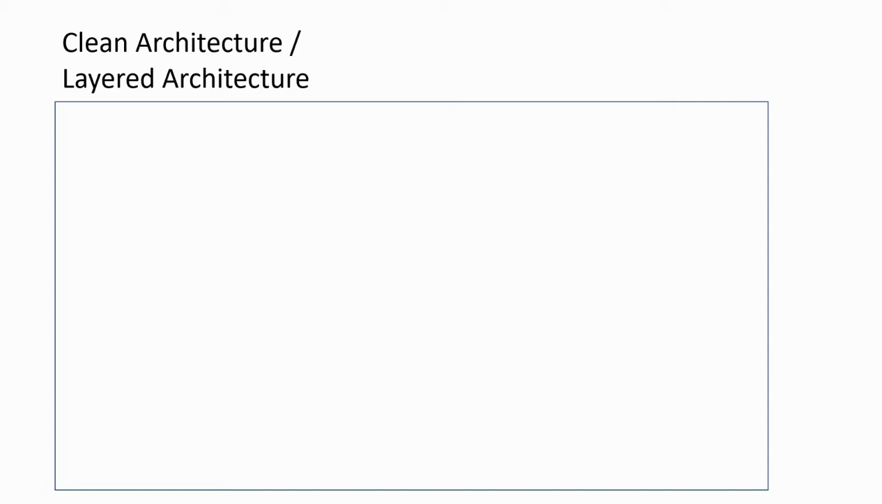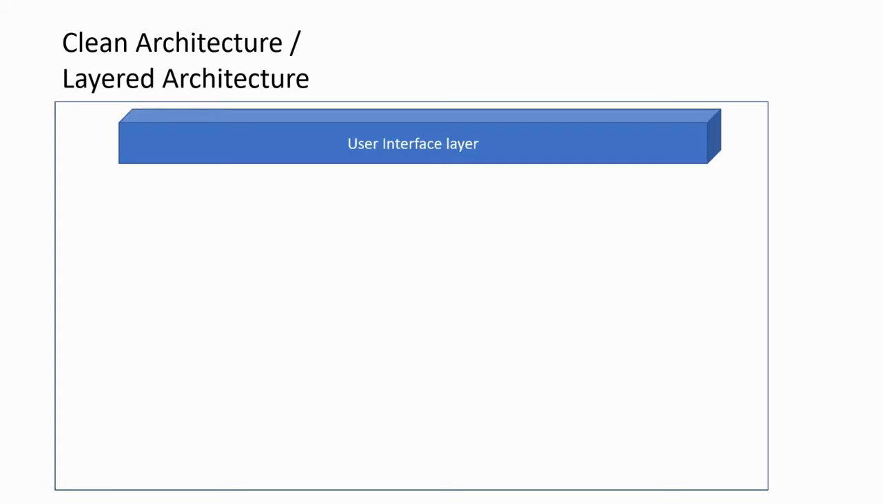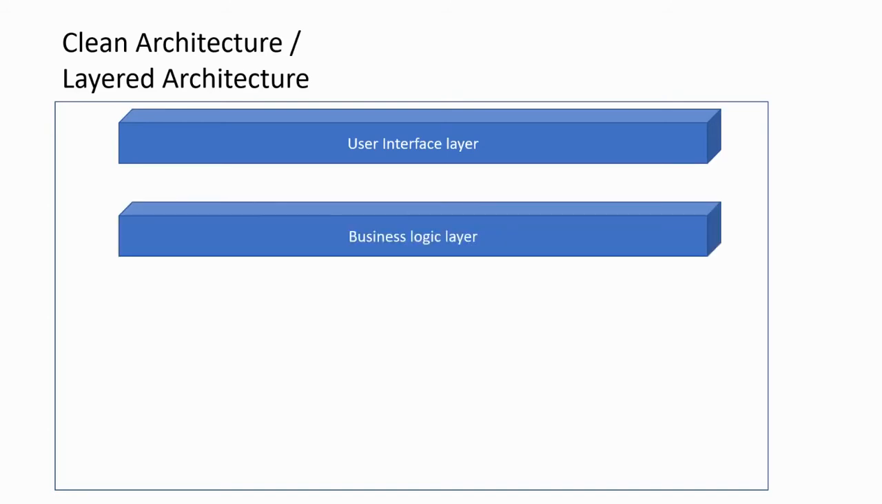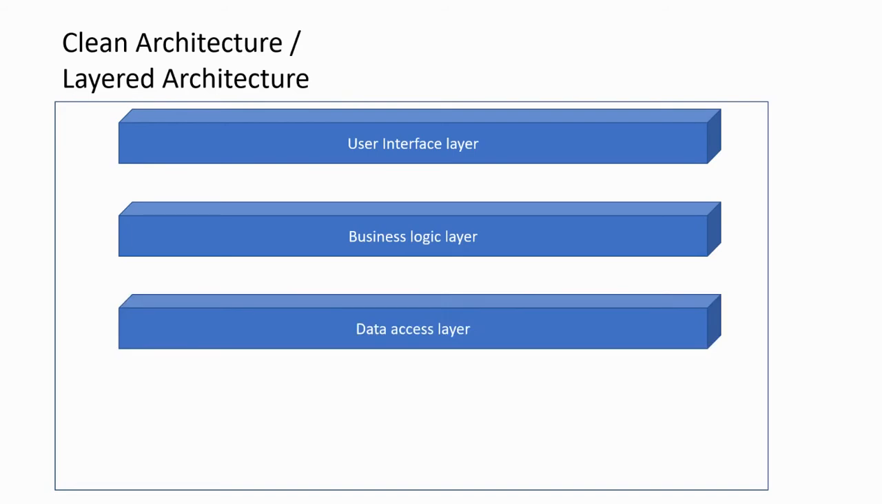So according to the layered architecture, we divide our whole code into three major layers. The very first layer is the user interface layer, which is normally our front end. The next layer, underneath the user interface layer, is the business logic layer, where all our business logic lies, like our calculations and doing the modifications on the data. And underneath that, we have the data access layer, where we have the strategy of communicating with our database. And underneath that, we have our actual database.